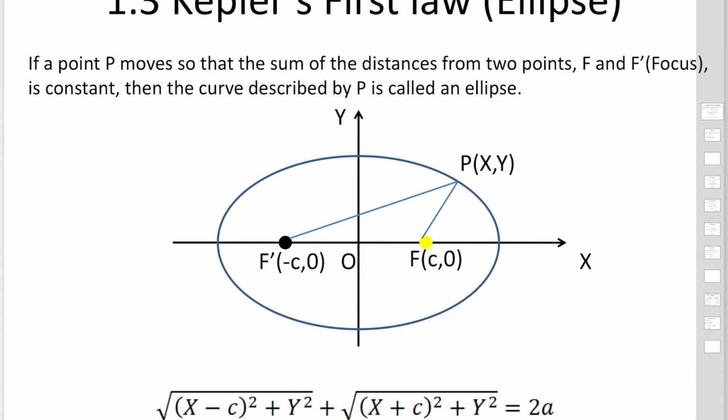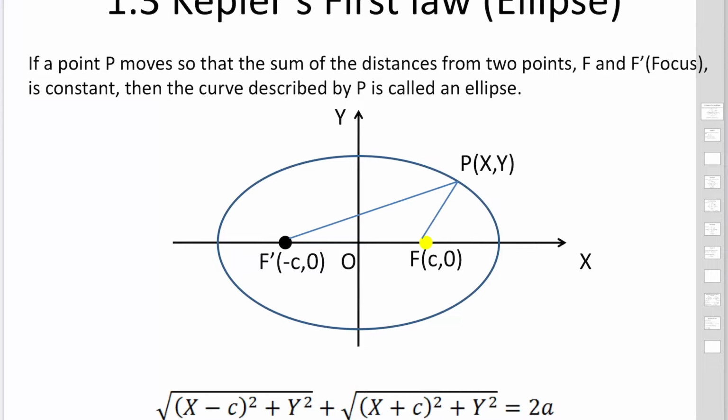So in this section, we are going to study Kepler's first law. Kepler's first law says the orbit of a planet should be an elliptical orbit. So we are going to study the ellipse. If a point P moves so that the sum of the distances from the two points F and F prime, both of the foci, is constant, then the curve described by P is called the ellipse. This is the definition of the ellipse.